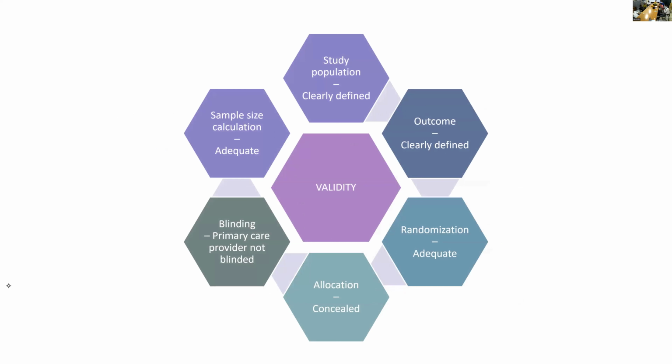If you look at the validity of the study now at the end of the first 2 sections, the study population was clearly defined, the outcome was clearly defined, randomization was adequate since we looked at the baseline characteristics which matched, allocation was concealed, the primary care provider could not be blinded, and we don't know whether this affects blinding of the patient and any other physicians in the pathway, and sample size calculation was adequate for the outcomes they intended to look at. So then we go to the next section and look at what the results are.